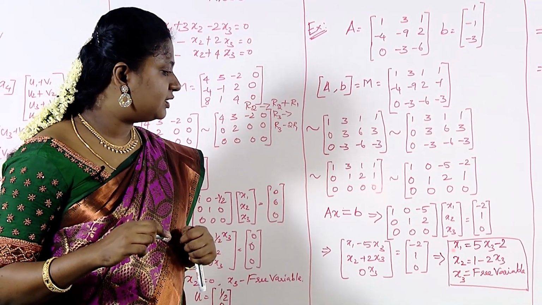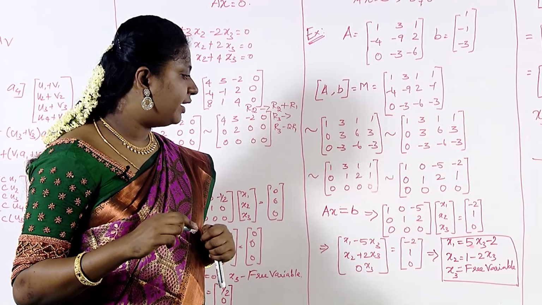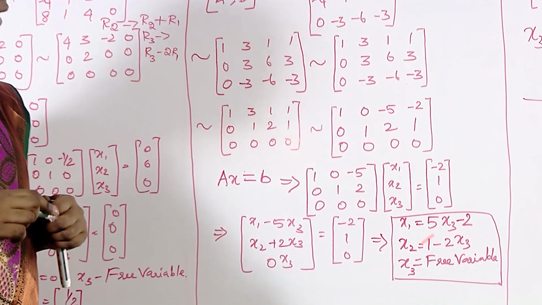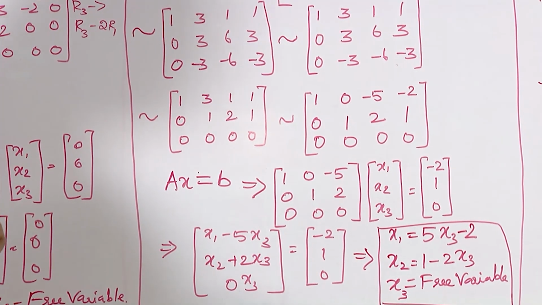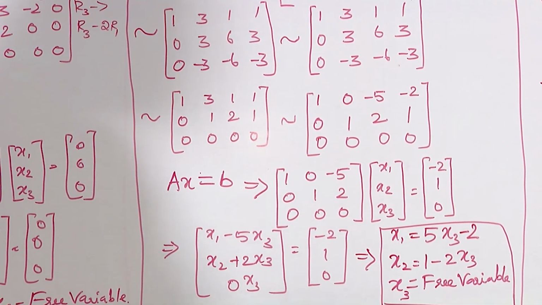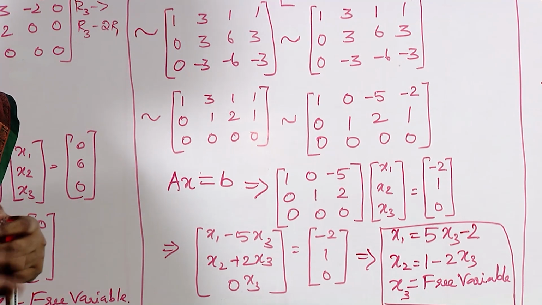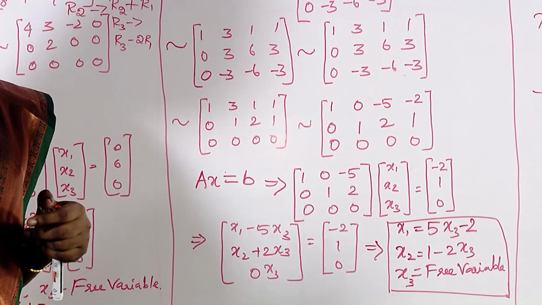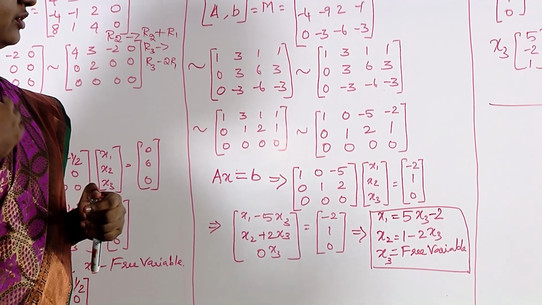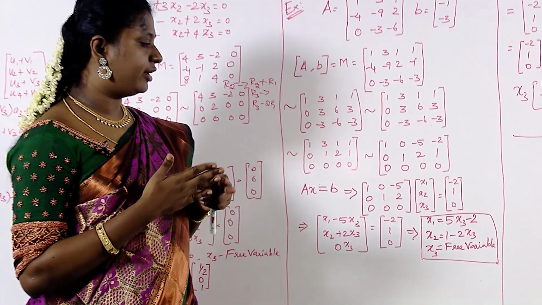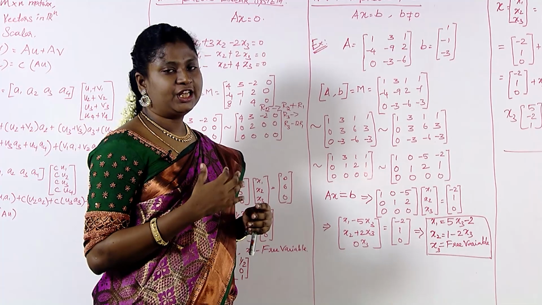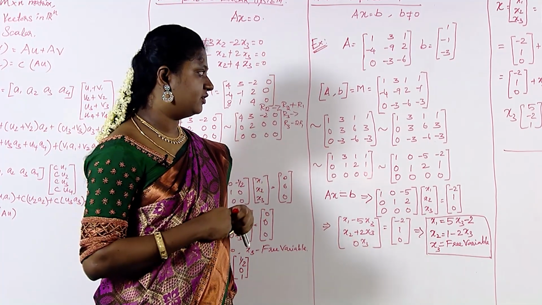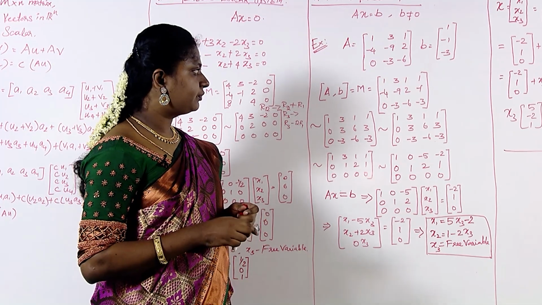So I have x1 equal to 5x3 minus 2 and x2 equal to 1 minus 2x3, and x3 here is a free variable, meaning that if you change the value of x3, you get the corresponding values of x1 and x2. If you choose x3 equal to 1, you have a solution. If you choose x3 equal to 2, then you have another solution.